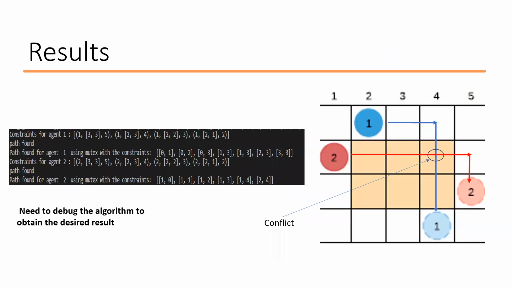We have tried to implement the mutex propagation algorithm in our work, but we are getting a set of paths, and we are currently having conflicts in those particular paths which have been found. So we need to debug the algorithm in order to obtain the desired result. So these are the current results which we have obtained through mutex propagation.